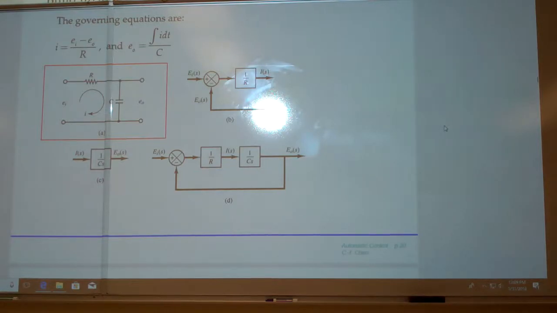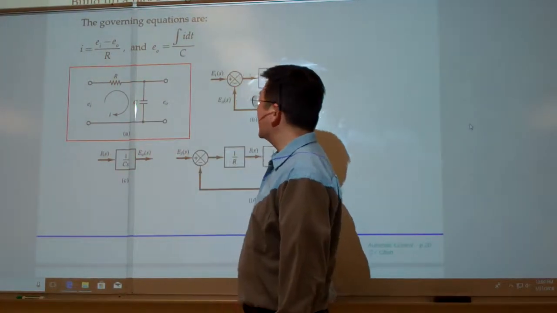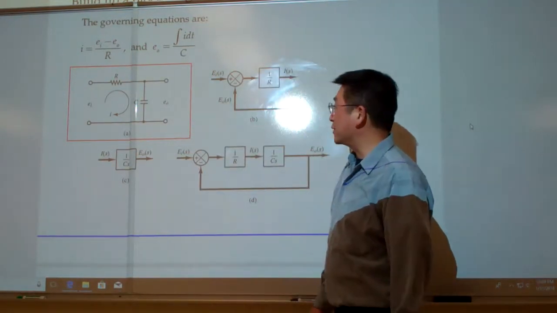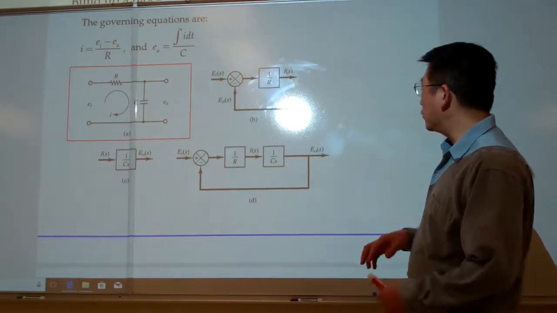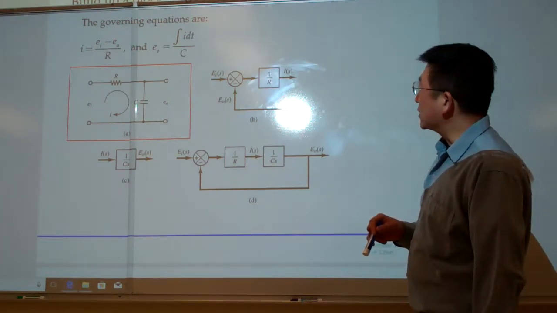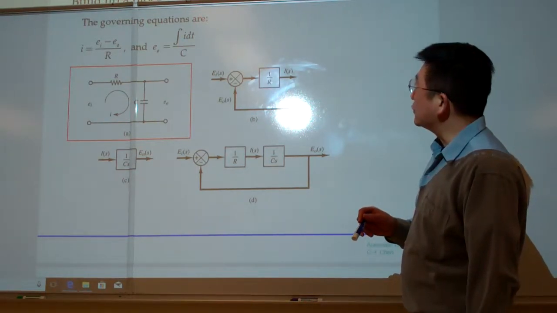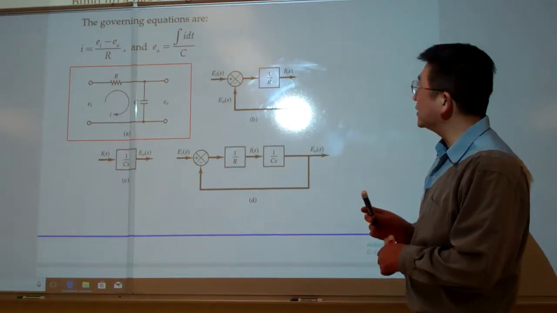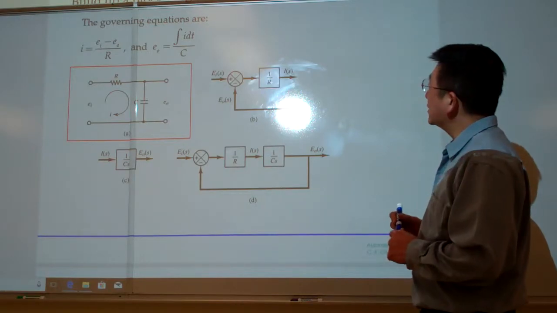So for this one, again, we have seen this system, and this is a simple RC circuit, and those are the governing equations, which happened in the modeling step before. And so for this case, we will be able to come up with the block diagrams. So from here, you can see the current.